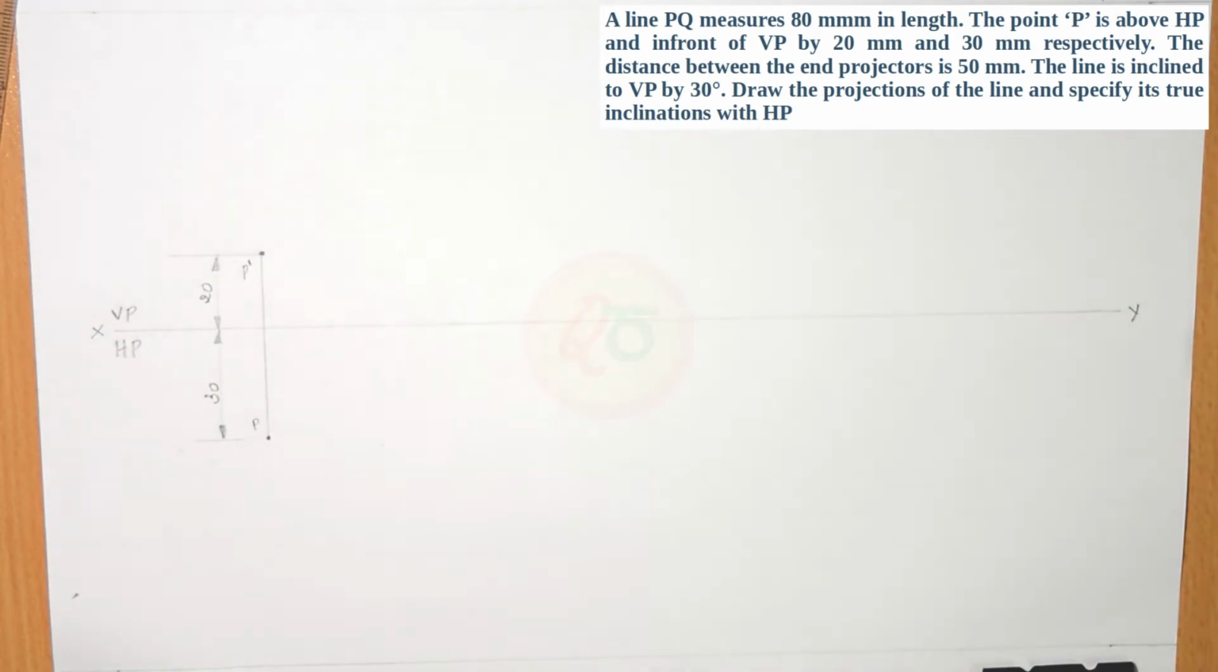Next, we have only the inclination with respect to VP. The line is inclined to VP by 30 degrees. Okay, it is inclined to VP by 30 degrees. We don't know how much it is inclined with respect to HP, but we do have the value for distance between the end projectors. So what are end projectors?